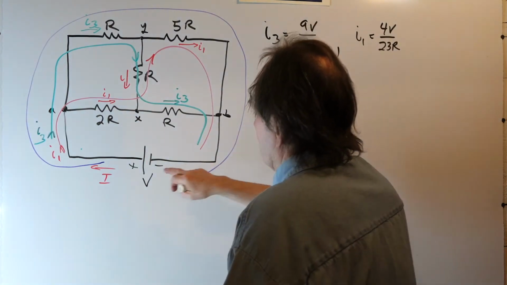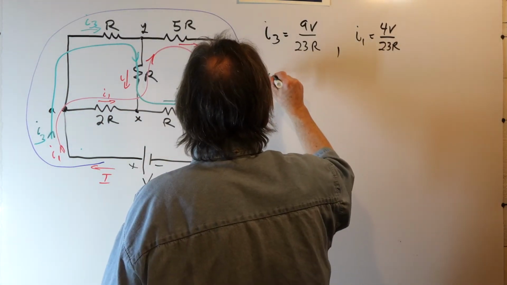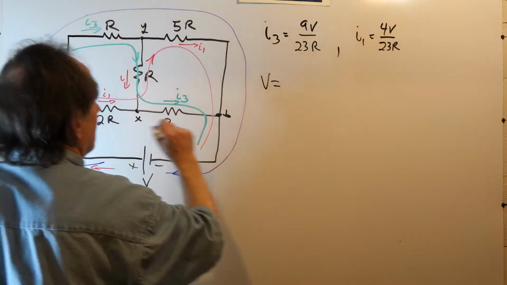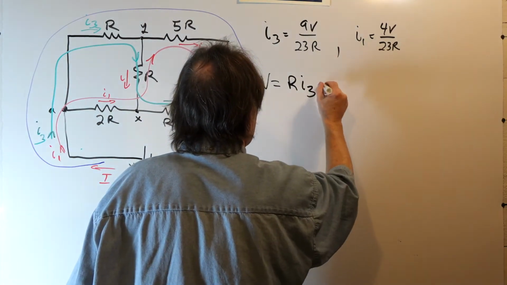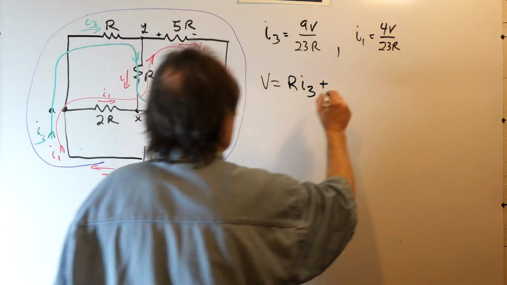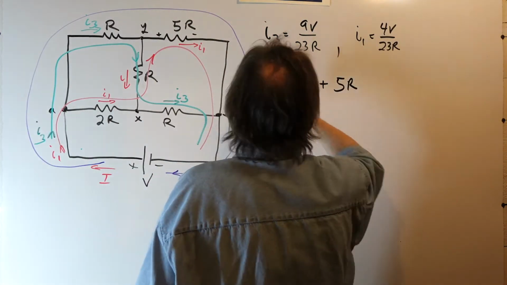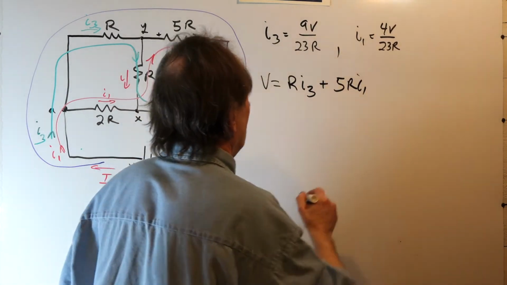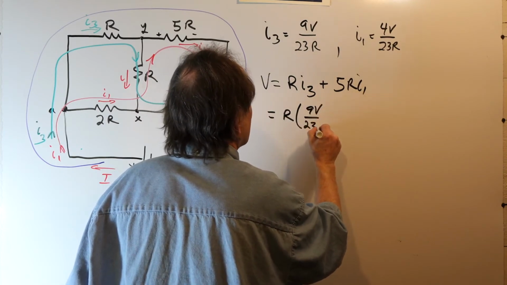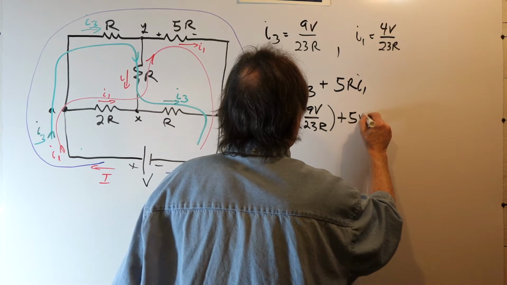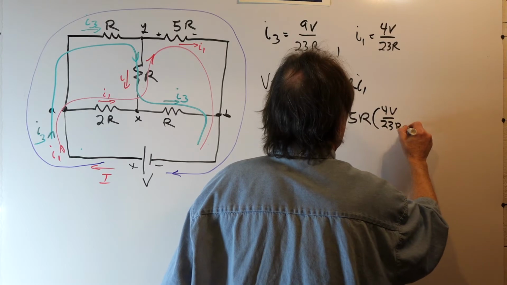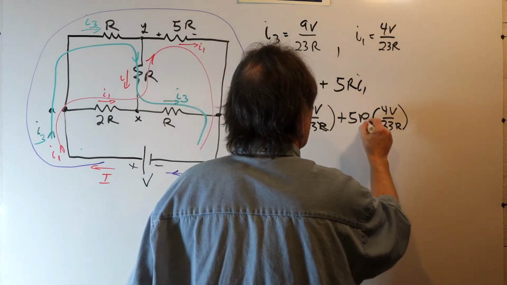Now let's check it. We're starting off with the voltage source, and that's equal to current I3 flowing in R. So again, we have R I3, and then we add to it the voltage across the 5R resistor. So that's 5R times I1. Well, putting in the values, we have R times I3, which is 9V over 23R, plus 5R times I1, which is 4V over 23R. Okay, the R's cancel.